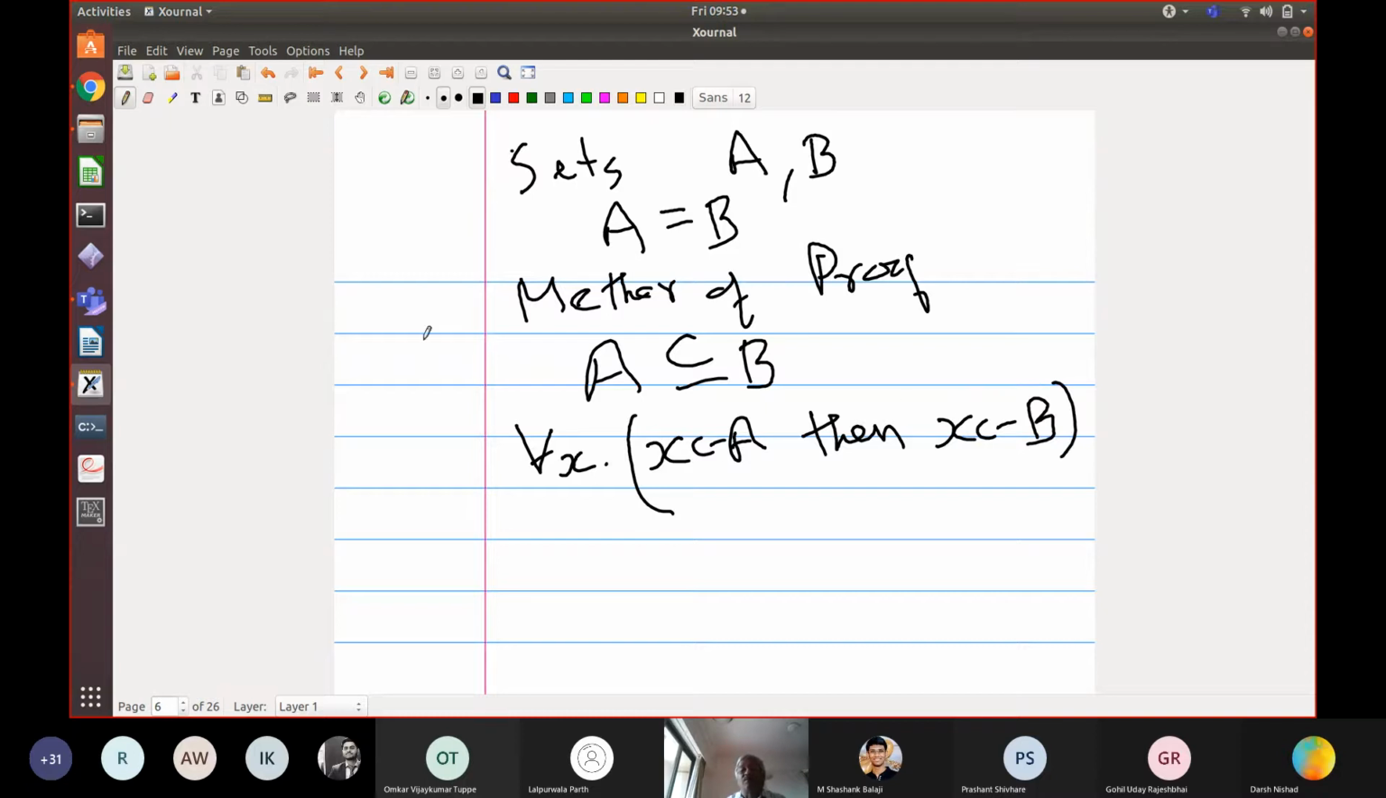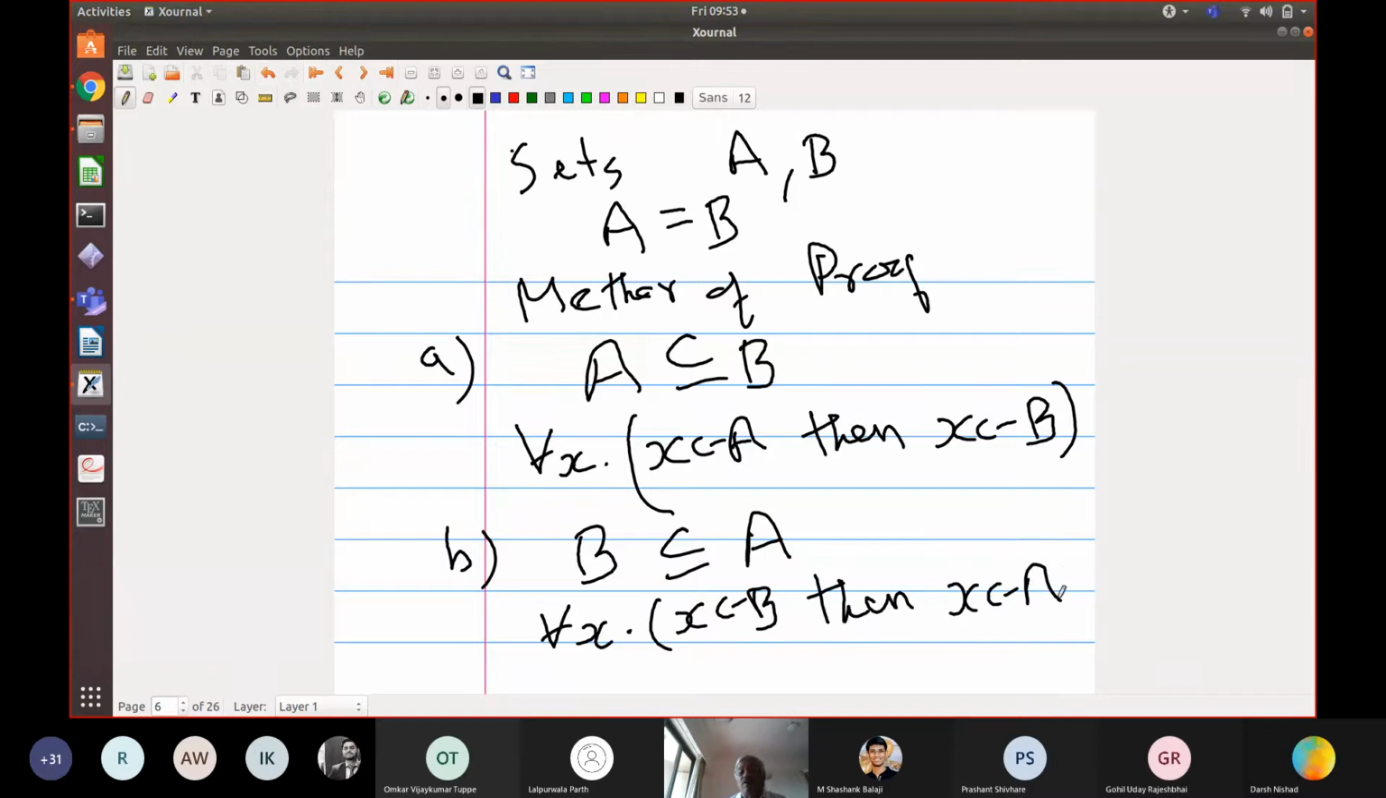This is like the if-then statement we showed there. So this is one thing we show. And the other thing we show is that B is a subset of A. That is, for all X, this is the converse: if X belongs to B, then X belongs to A. By the way, this symbol here is pronounced as for all, right? There is a dual symbol, which is written as a sort of mirror image. This inverted A is used for all. This mirror image of E is used for there exists.